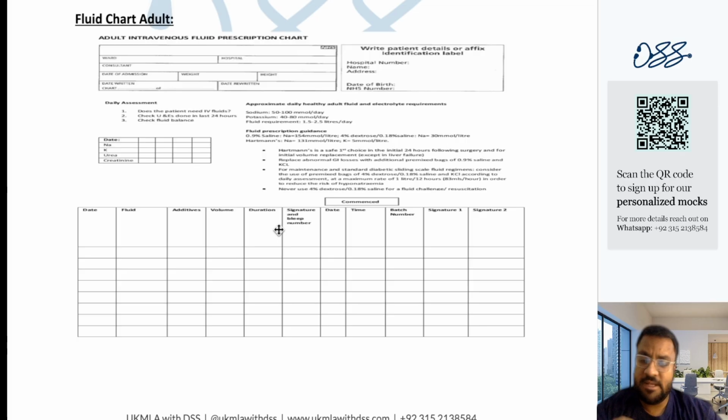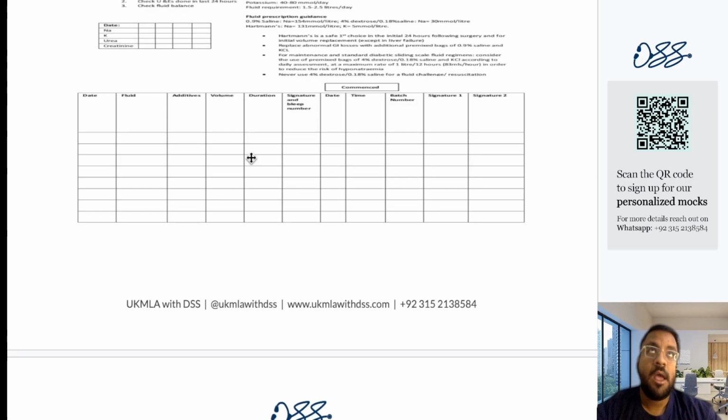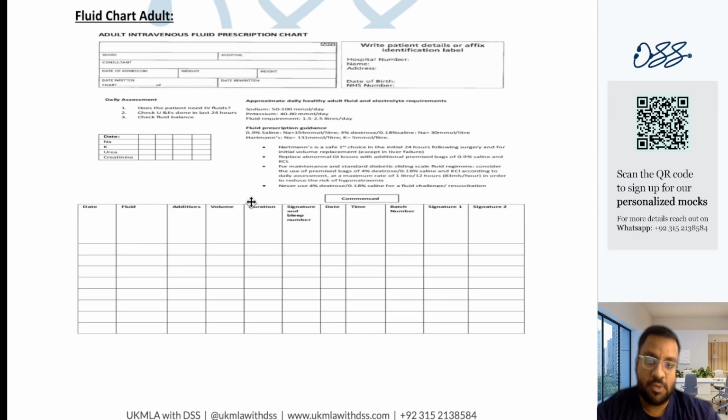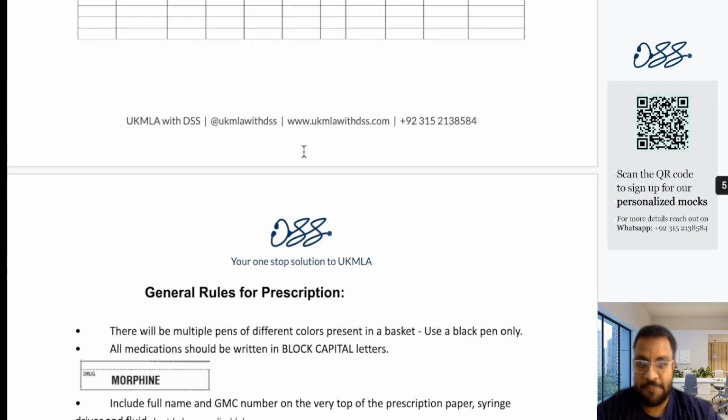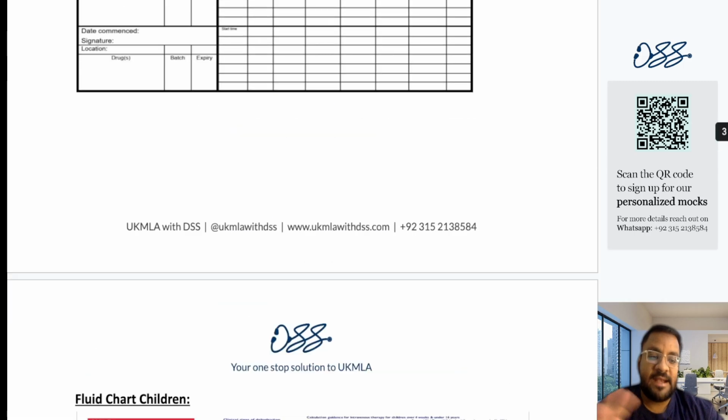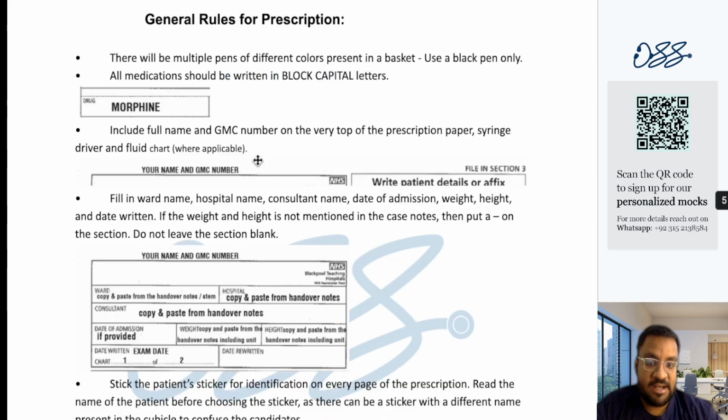Okay, so you should be familiar with the fluid chart as well, because there are two peds prescriptions and one adult prescription in which you have to prescribe the fluids. Okay, so yeah, that is how the prescription papers are going to look. Okay, and I hope that you are familiar with it, and whenever you practice, it doesn't come to you as a surprise. Now what I'm going to talk about is the basics, and the general advice that is really, really important.